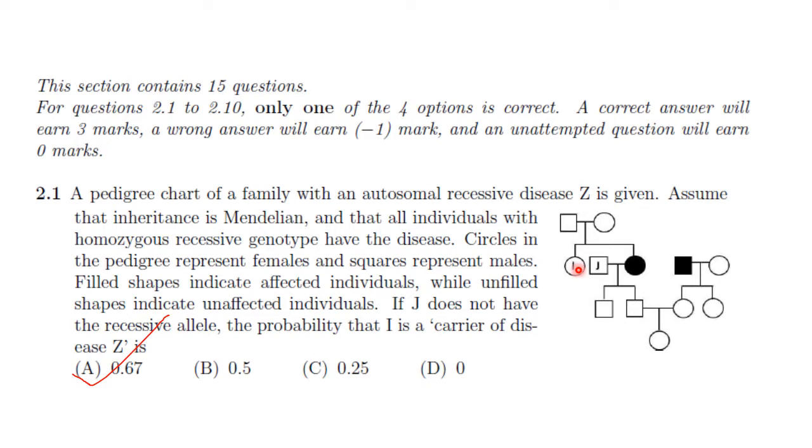Hence there are three possibilities of receiving alleles from the parents, and they have told that it is a carrier, so we have to calculate the heterozygous ratio. Two of the three possibilities give heterozygous conditions, that is capital Z and small z. So two divided by the total of 3 gives 0.67. So answer A is correct.